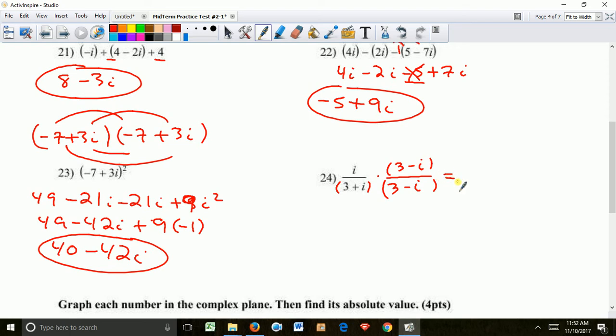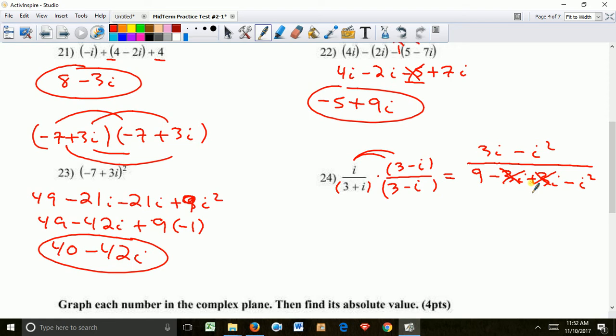3 times 3 is 9. 3 times i is negative 3i. And then i times 3 is a positive 3i. And then i times negative i is negative i squared. On the top, you're going to distribute your i, and then get 3i minus i squared. When you're FOILing this out with a complex conjugate, the outer and inner terms are going to cancel out in the denominator.